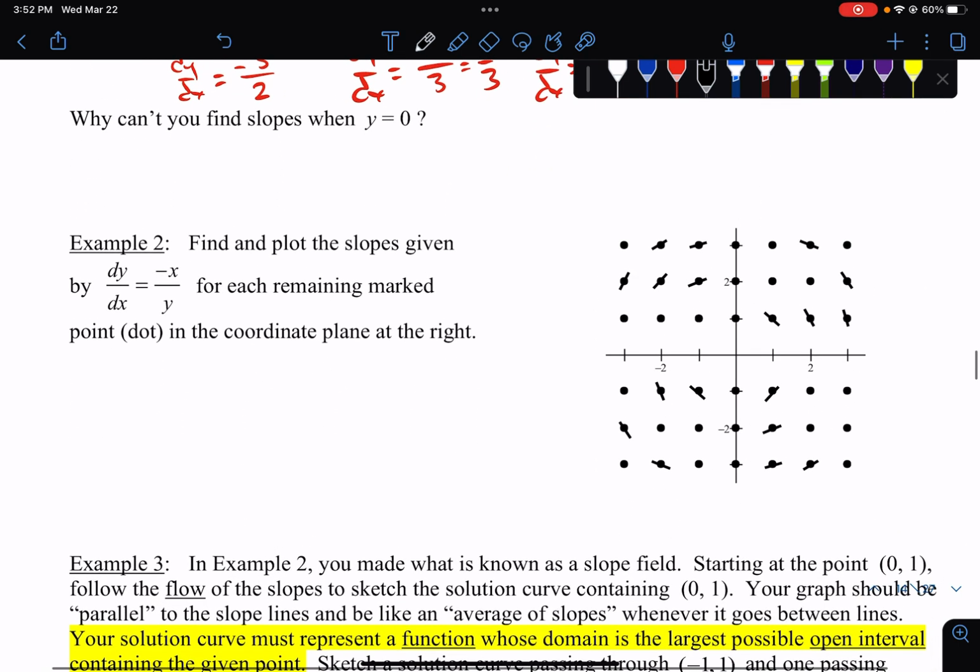So example 2 wants us to actually make this chart. Some of these points are already plotted for us. What we're going to do is go through, and we're not going to do all of them. You can do all of them at home. I'm going to show you some examples though.